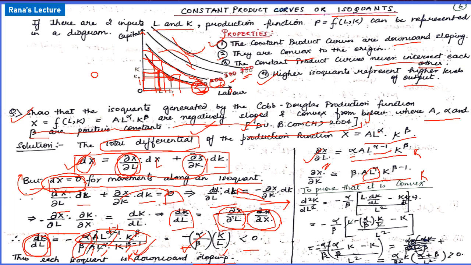Now you have to prove that this is convex also. In order to prove that this is convex, again you double differentiate whatever you got in the first step, right? That is d square k by dl square. You double differentiate it, you take out the constants outside, and then you apply the formula u by v. And when you apply the formula u by v, you get this. This is alpha by beta square into k by alpha plus beta by l square, right? You see this is positive, it is greater than 0. So hence this is greater than 0, and hence this is convex to the origin, right? Okay.